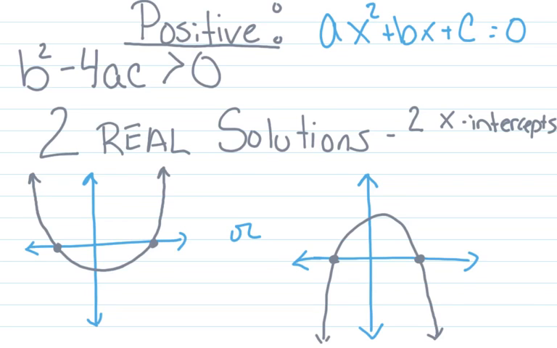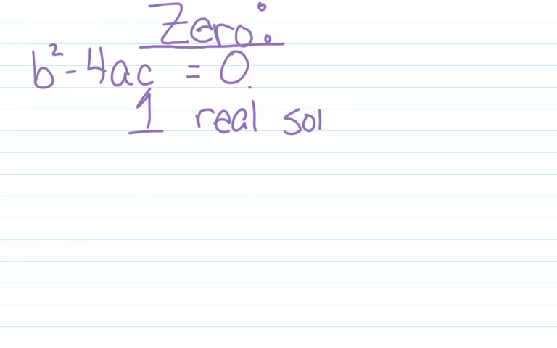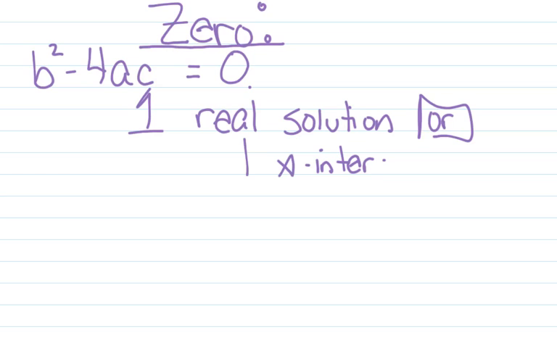The second case is when it's 0. So we'd have b squared minus 4ac is equal to 0. So this tells us that there's only one real solution. Okay? Or just one x-intercept.